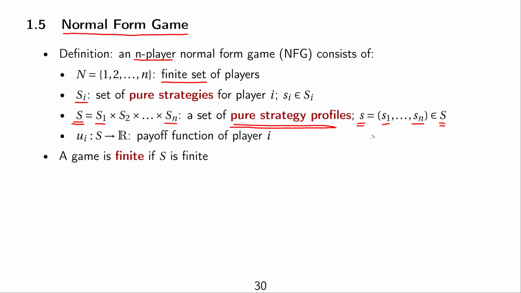All right, so what we also have is a payoff function that is different for each player. So each player has its own payoff function ui that takes one element small s in this state space big S and maps it to a payout which is an element of R. So it can be positive or negative. And a game is finite if S is finite. That means if the choices that the players can choose from are finite sets.